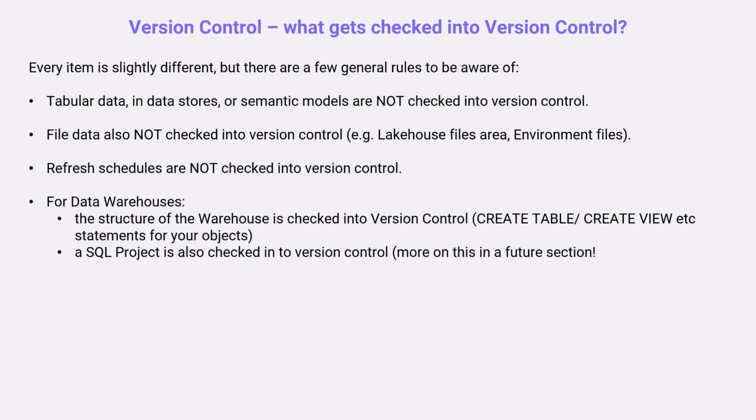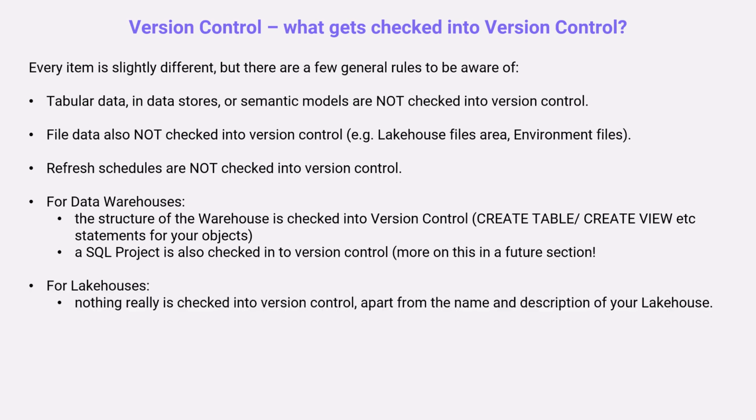Then we get into some of the differences between data warehouses and lakehouses. So with data warehouses, the structure of the data warehouse is checked into version control. So what you find is things like create table statements, create view statements for all of your objects in your data warehouse. A SQL project is also checked into version control, and we'll look at that in more detail a little bit later on for a data warehouse. For lakehouses, nothing really gets checked into version control. So that's something to bear in mind.